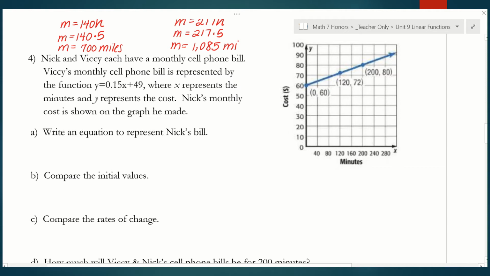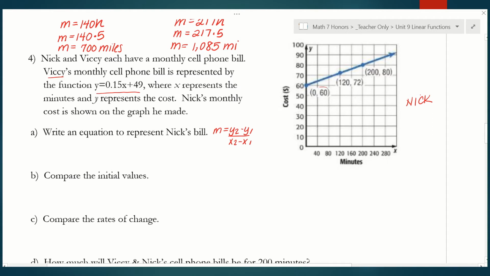So we know that Vicky's bill is represented by that equation, and then we have Nick over in the graph here. So I'm just going to label those to keep them straight. And so they're asking us to write an equation to represent Nick's bill. Okay, so again, we need the slope and the y-intercept to write the equation of that line. And so I would recommend looking at your slope formula to figure out your slope for this. So m equals y2 minus y1 over x2 minus x1.